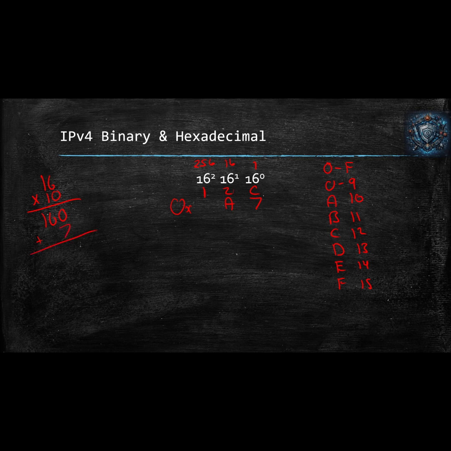So we have 7 ones, i.e. we're going to add 7 to the value. So hexadecimal value of A7 is equal to a decimal value of 167.